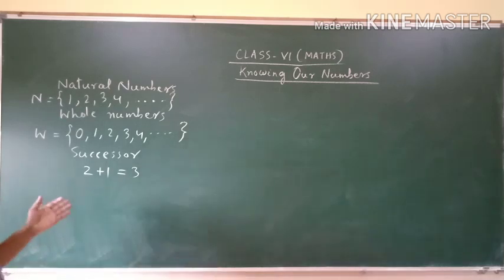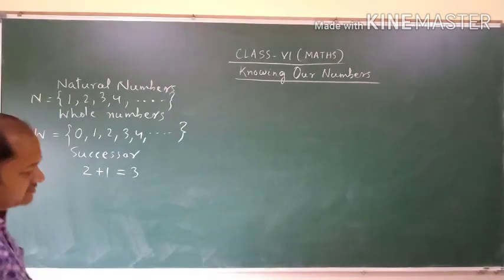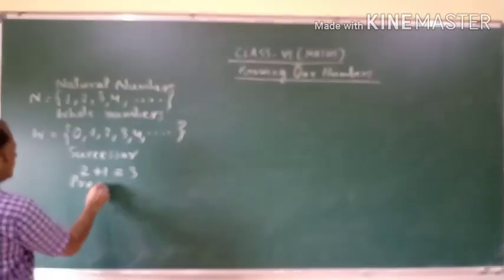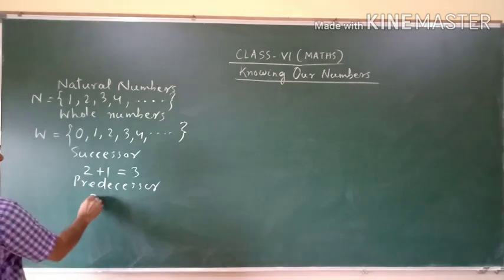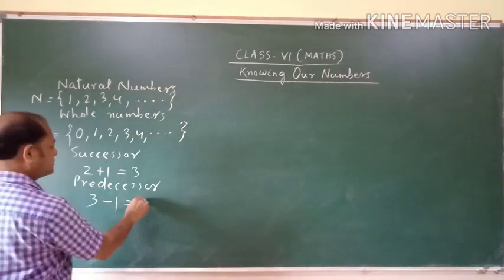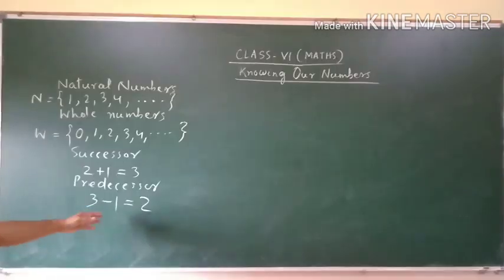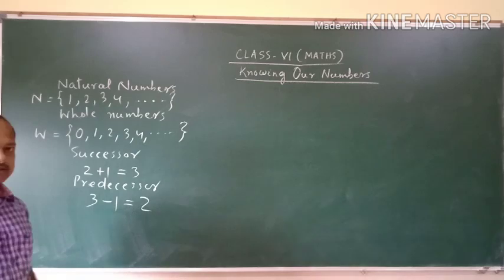The opposite of successor is called predecessor. What is the predecessor of 3? The number that is 1 less is called the predecessor. So 3 minus 1 is 2. So 2 is the predecessor of 3. This is about successor and predecessor.